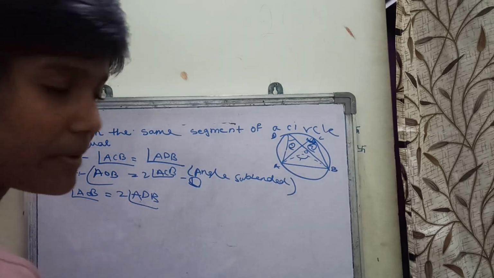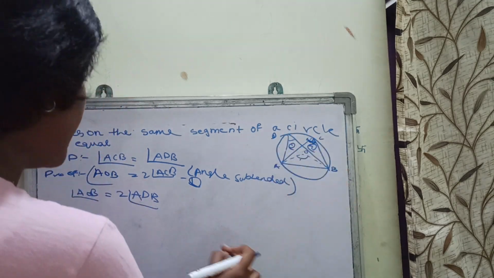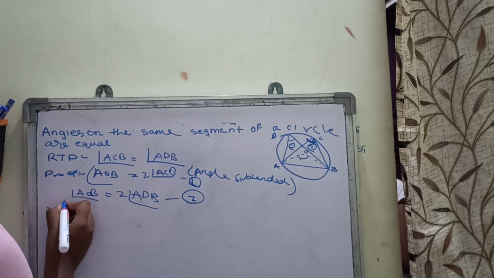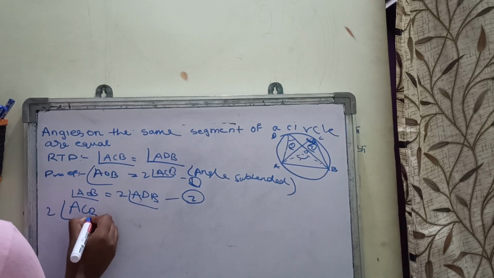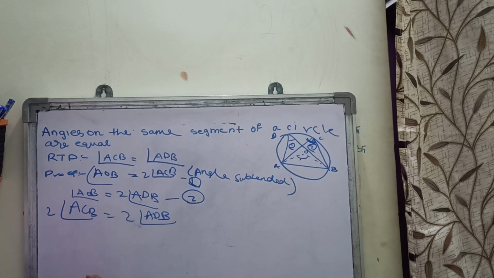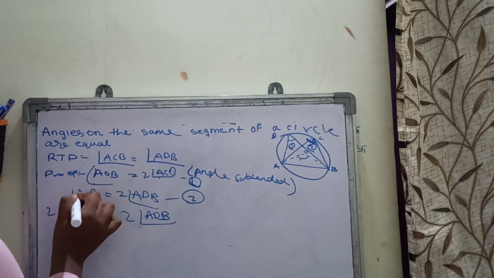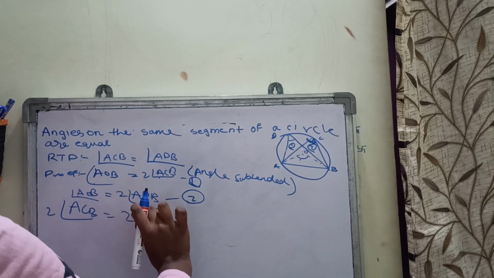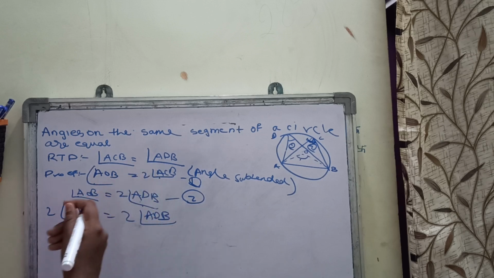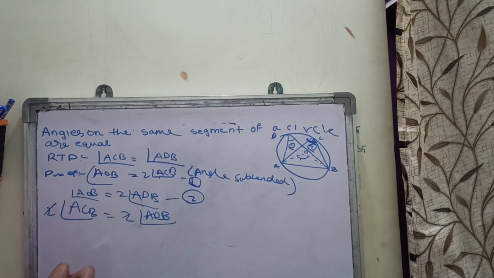The same theorem applies for this also. If this is half of this, this also will be half of this. Take it as 2. Okay? 2 of angle ACB is equal to 2 of angle ADB. From 1 and 2, if angle AOB is equal to this and also equal to this, then this is also equal to this. 2 of angle ACB and 2 of angle ADB, we can cancel this out, right?